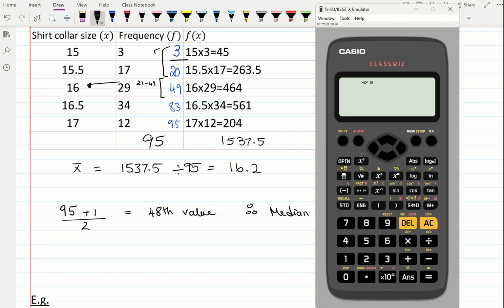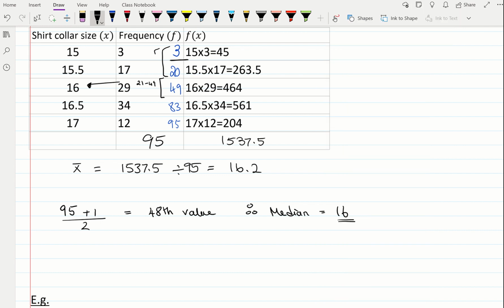Now, you can do it on a calculator. You can say, well, 3 plus 17 is 20, plus 29 equals 49, and I want the 48th. So it's not at the 20 mark, it's the one after it gets us to 49, so it's there, it's 16. You can create a different column, or you can do it just on a calculator.